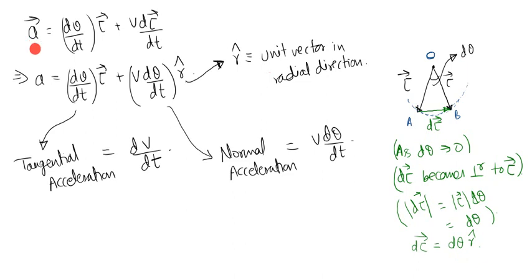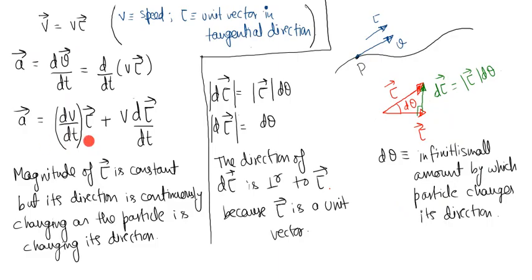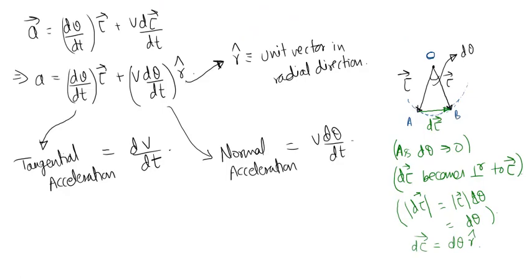Now net acceleration is dv by dt into tau cap plus v into d tau by dt. This I have derived here, so I am borrowing this expression from the previous slide to the next slide. So A net will be equal to dv by dt into tau cap plus v into d tau by dt. Now d tau can be written as d theta into r cap, so A equals dv by dt into tau cap plus v into d theta by dt into r cap.